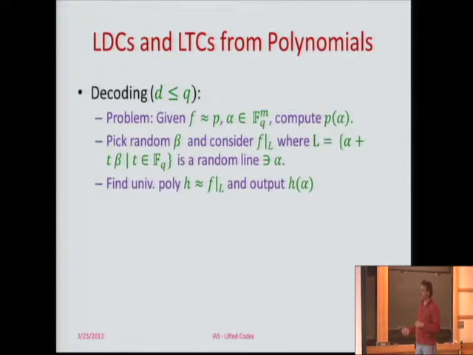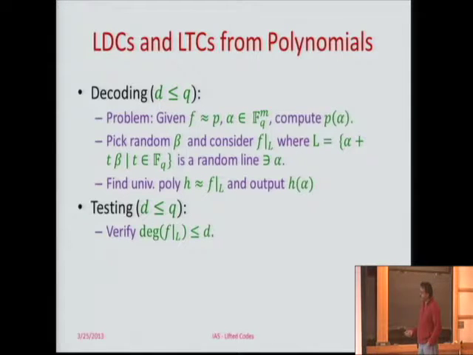So what are we going to do? We are going to find this polynomial h in one variable on this line which agrees with f restricted to this line, and then we will just take the value of this polynomial at the point alpha. So think of this polynomial as a function mapping the line to F_q, take the value of the polynomial at alpha. This is a good decoding algorithm. It's easy to prove that it works.